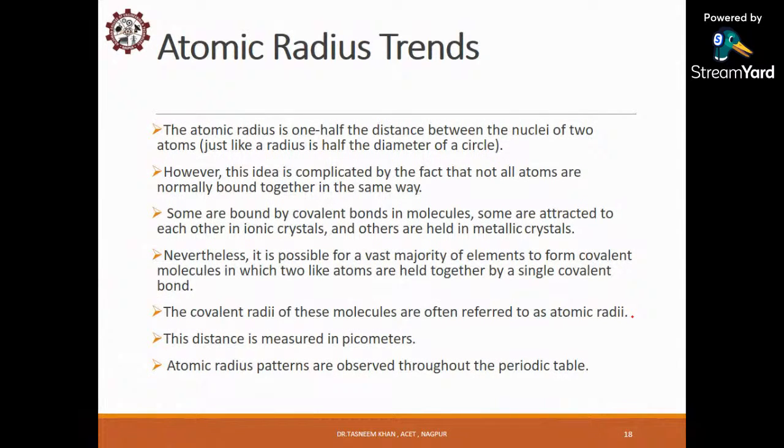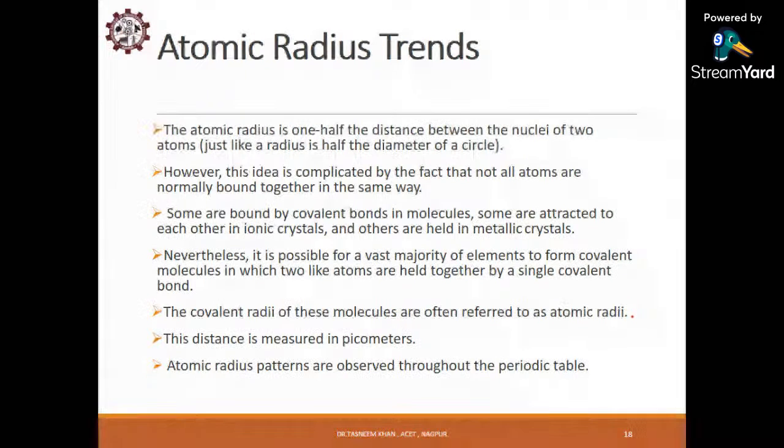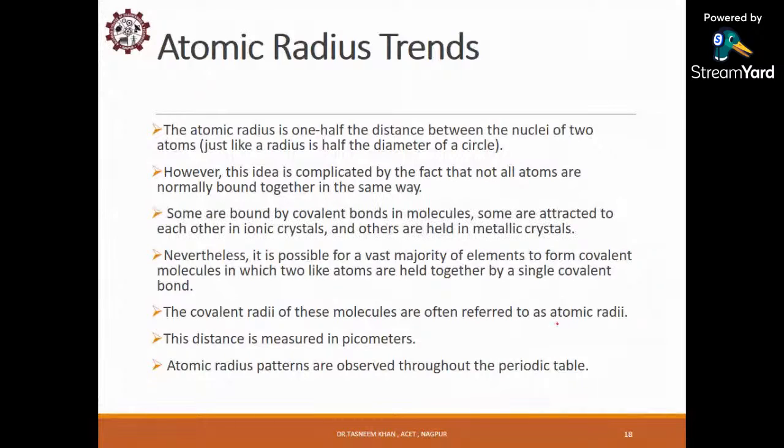Let's talk about the atomic radius trend. We'll talk about ionic radii afterwards. So what is atomic radius? Atomic radius is one half of the distance between the nuclei of two atoms, right? Just like the radius is nothing but half the diameter of a circle. However, this idea is complicated by the fact that not all atoms are bound together in the same way. Some are bound by covalent bonds, some by ionic bonds, and some may be in the form of a metallic crystal.